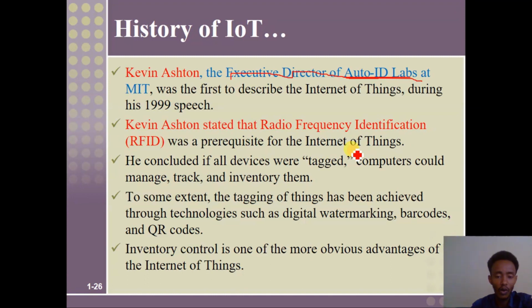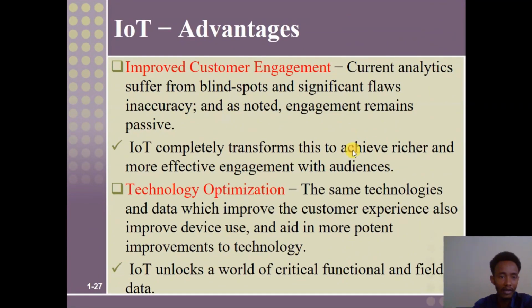Inventory control is one of the more obvious advantages of the Internet of Things. So Kevin Ashton is the one who proposed the idea of the Internet of Things in his speech in 1999. The other one is the advantages of IoT. What are the advantages? There are a huge number of advantages that are included in the module prepared by Addis Ababa University, Adama Science and Technology University, and Bahir Dar University.